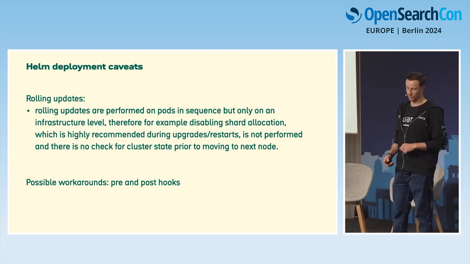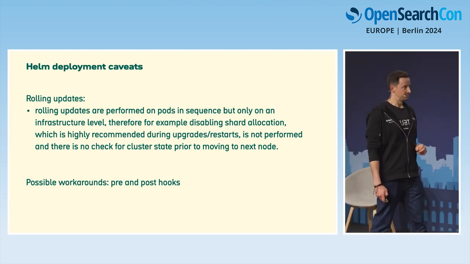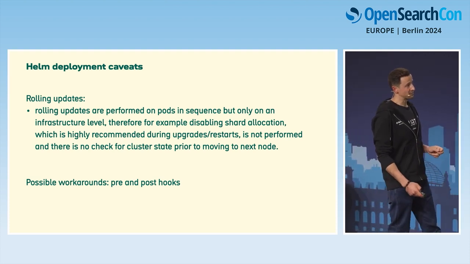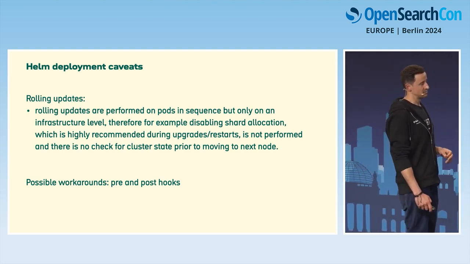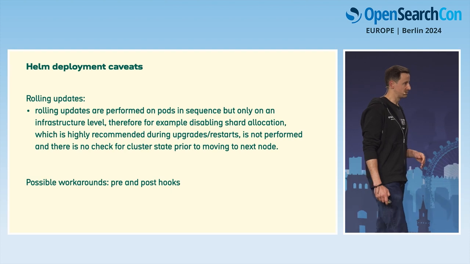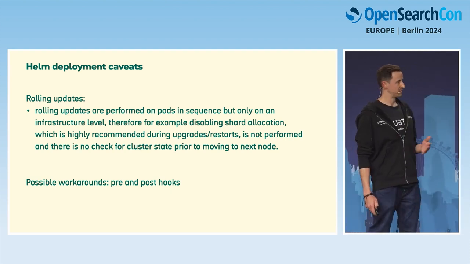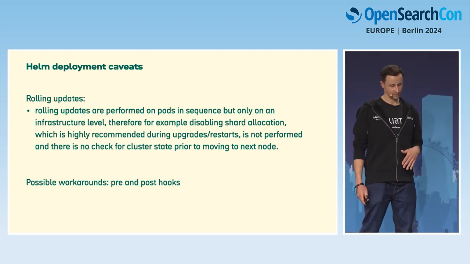And obviously, the consequences can be dire. That's the other caveat. The possible workarounds are pre and post hooks. There is various options to work around it, but you can basically configure to say, before you do something, check this. After you do something else.